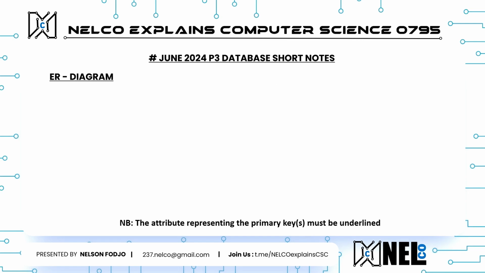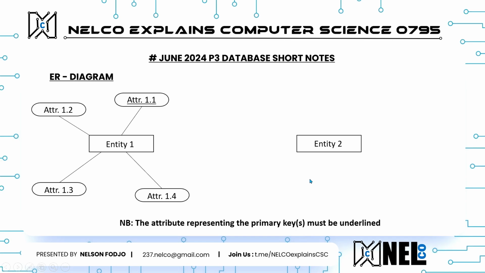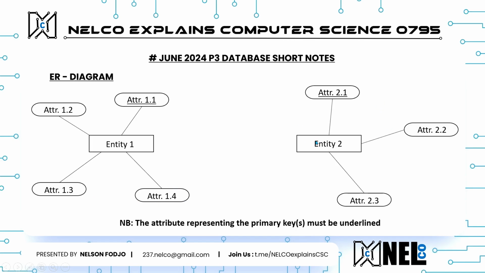So now we're going to look at ER diagrams. To draw an ER diagram, the first thing you have to do is to represent your entities or your table names in rectangles, as you can see in the slide. Next, using ovals and some lines mapping to the ovals, put your attribute names, making sure that the attribute representing your primary key is underlined. So entity 1 has as attributes attribute 1.1, 1.2, 1.3, 1.4. The attributes of entity 2.